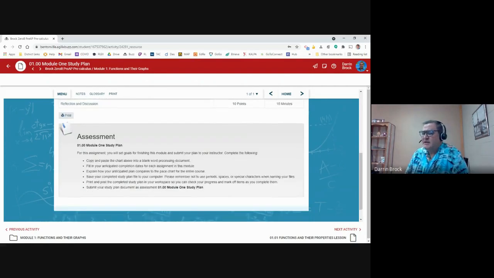So this has a chart you can copy and paste into a blank word processing document. You can put in when you think you'll have those completed. Like I said, we'll just assign probably a couple of weeks. It may vary depending on the size of the assignments.